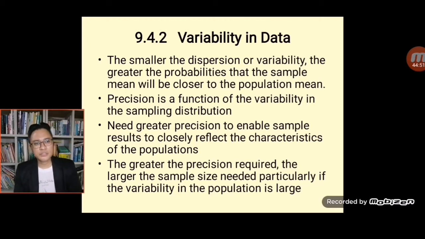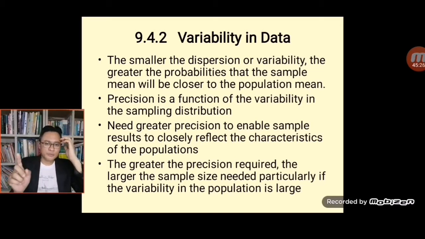Variability in data. The smaller the dispersion of variability, the greater the probability that the sample mean will be closer to the population mean. Precision approach, usually precision is determined by the standard deviation. Then I think you have learned in the class, if the standard deviation is very high, the distribution of data is even. If it's very small, then the distribution of data is uneven. It's not uniform. There is one part that is very high, while the scores 1, 2, 3, 4 are empty.